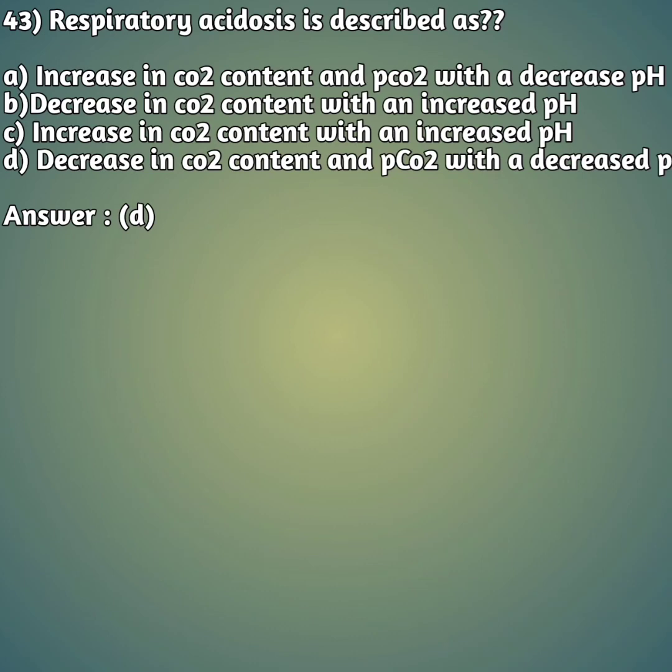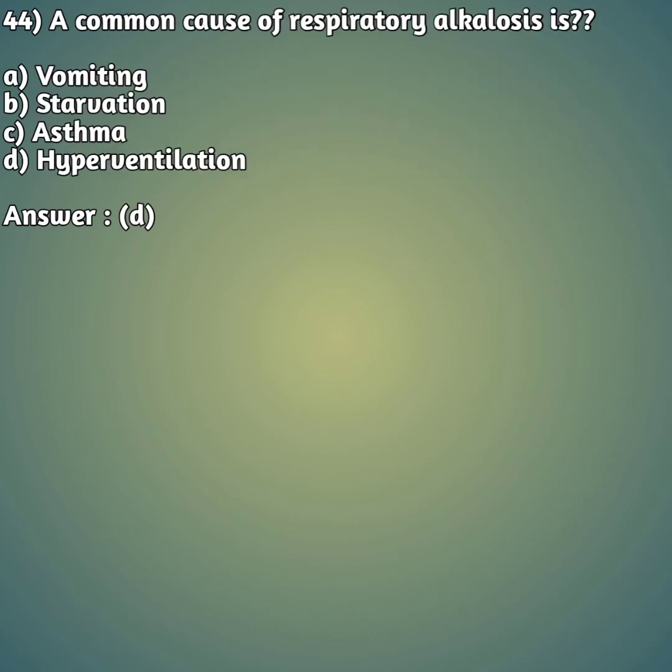Moving on to our 44th question. A common cause of respiratory alkalosis is option A, vomiting. Option B, starvation. Option C, asthma. And option D, hyperventilation. So the right answer is answer D, because hyperventilation is the common cause of respiratory alkalosis. Alkalosis is nothing but what? It occurs when the pH level of the normal blood is raised above 7.45.